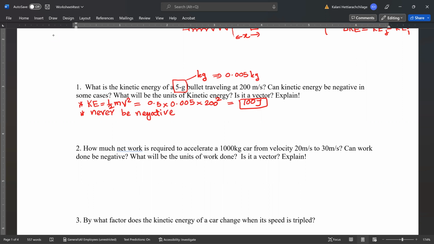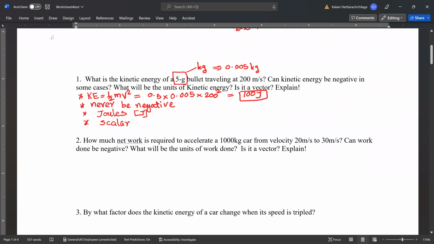And what will be the units of kinetic energy? We discussed that already. We know that it is joules, right? And we use the uppercase J for that. And then the next question: is it a vector? Explain. Kinetic energy is a scalar. Kinetic energy, potential energy, whatever energy you have, energy is a scalar quantity. There is no direction for the energy. Okay, so that's it for the first question.